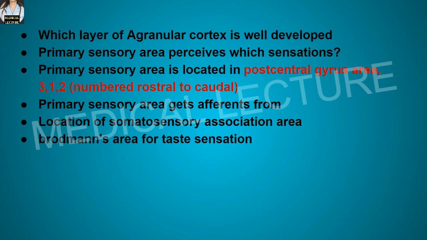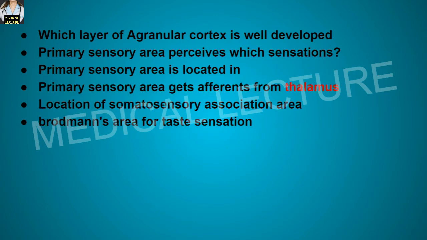Areas 3, 1, 2 over here are numbered rostral to caudal. Okay, we can write over here 1, 2 and 3, right? But why is it written like 3, 1, 2? Because it is numbered from rostral to caudal. Primary sensory area gets afferents from the thalamus.